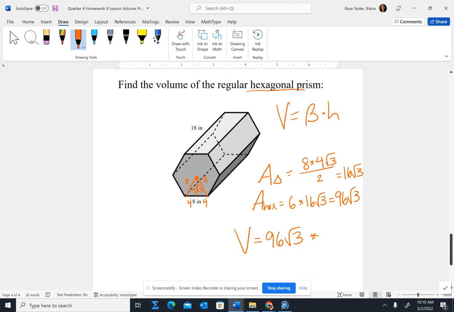times the height. Well, picture standing this hexagonal prism up on its hexagon, and this 18 right here is the height. So on my calculator, I'm going to do 96 times 18, and that's 1728, but don't forget the root 3, and then it's cubic inches again. So the area of the hexagon was in square inches, but the volume is in cubic inches.